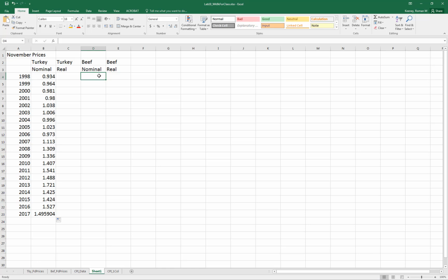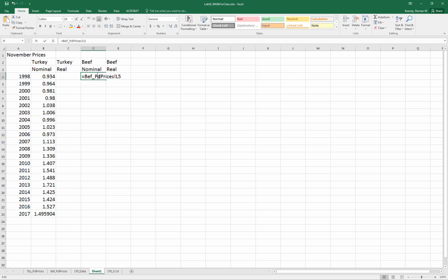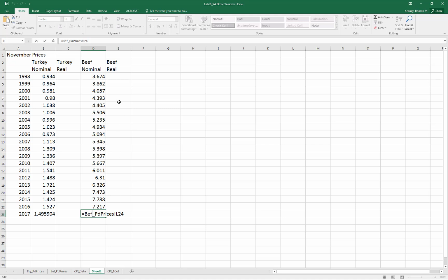Do the same thing for the beef nominal prices. So beef nominal is going to be equal to November 1998, L5 on this sheet, hit equals. We have that, so you can see here it's saying go to the beef period prices sheet and find cell L5. If you copy this down, the formulas follow through, and it says keep moving down that column in that sheet.